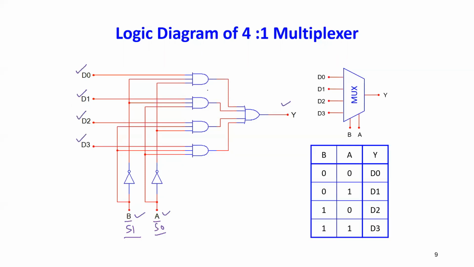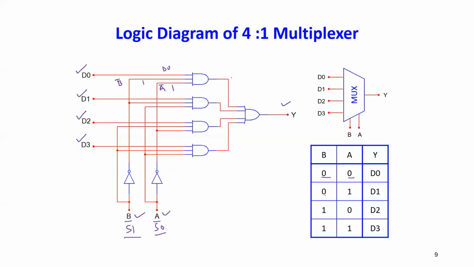This is your output. There are four AND gates. D0 is the data. In the first case, B is 0 and A is 0, so you add inverters, giving B bar and A bar. When both are 0, this line is high and this line is high. So whatever you have at the data line D0 will be available at this particular moment.